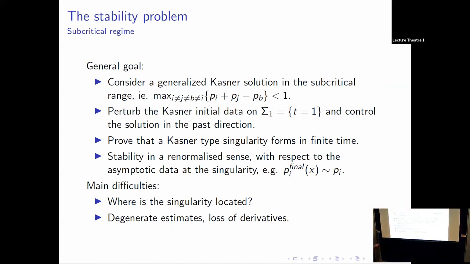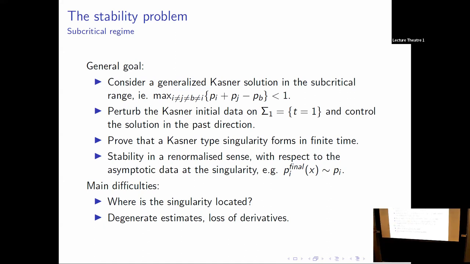So as I just mentioned, we have perturbations of Kasner data on Sigma one. Of course, in order to prove some kind of stability, you have to be in the subcritical regime, right? The shaded triangle from Hans's talk. So this condition has to be satisfied by the background solution. And then, okay, you want to prove that the singularity forms and it is of Kasner type. And stability will only hold in a renormalized sense, in the sense that the asymptotic data of your solution should be close to the background asymptotic data in a certain sense.